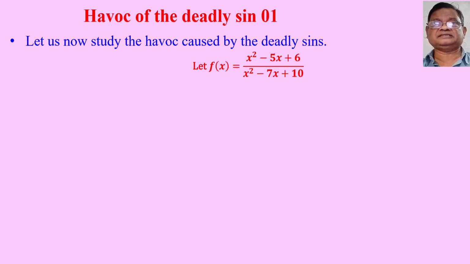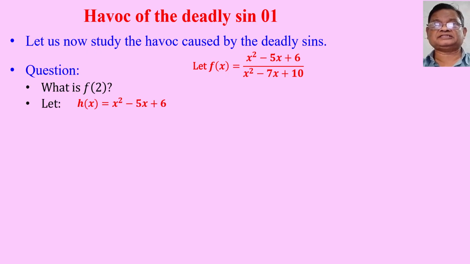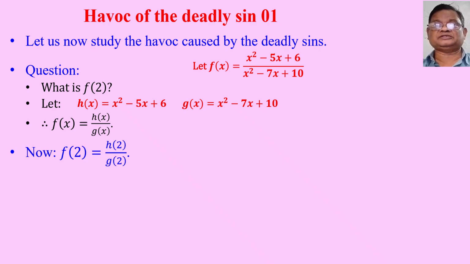Let f(x) be equal to (x squared minus 5x plus 6) divided by (x squared minus 7x plus 10). The question is, what is f(2)? Let h(x) be equal to x squared minus 5x plus 6 and g(x) be equal to x squared minus 7x plus 10. Therefore, f(x) is equal to h(x) divided by g(x). Now f(2) is equal to h(2) divided by g(2).